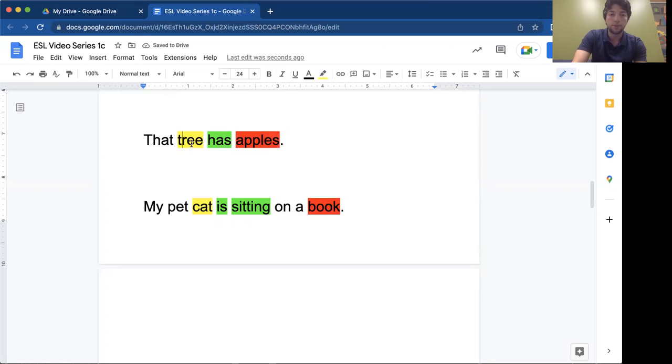So we have subject, verb, object, and subject, verb, second verb, and then object within a prepositional phrase.